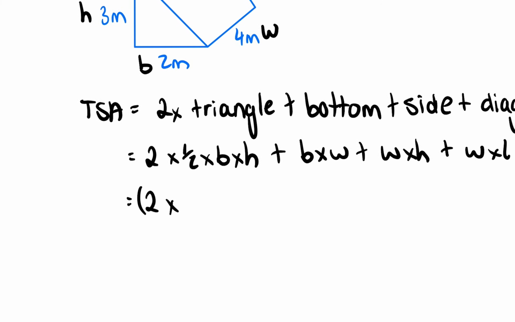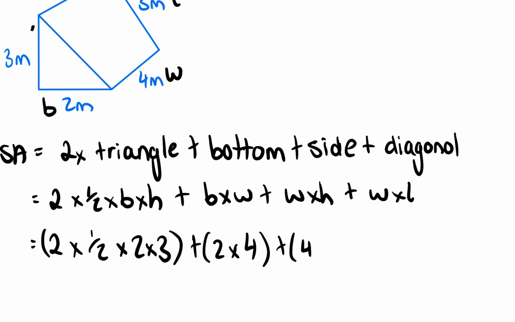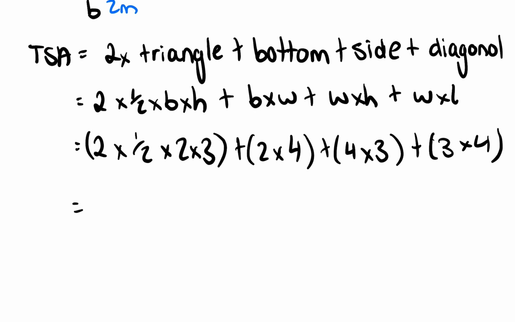So I've got 2 times half times my base times my height plus my base times my width, which is 4. So then 4 times 3 plus 3 times 4. Okay, simplify them. 2 times 3 is 6, times 2 makes it 12, half of 12 is 6. So these two here really kind of cancel each other out. 2 times 4 is 8, 4 times 3 is 12, and 3 times 4 is 12.